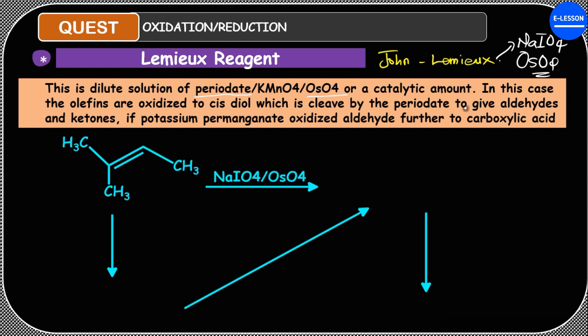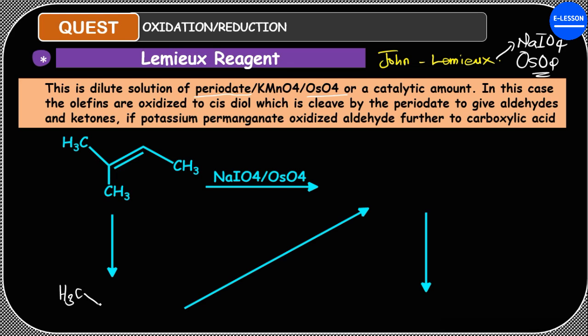Now, you say in these reactions, the olefins are oxidized to cis-diol, which is cleaved by the periodate to give aldehyde and ketone. If permanganate is present, it oxidizes the aldehyde further to carboxylic acid. Now, what is the reaction all about? This is an alkene, right? When this alkene reacts with the Lemieux reagent, first of all, it will form a cis-diol. Now, what will be the product here? First of all, we said it will react to form a cis-diol. So we are going to have a cis-diol here.